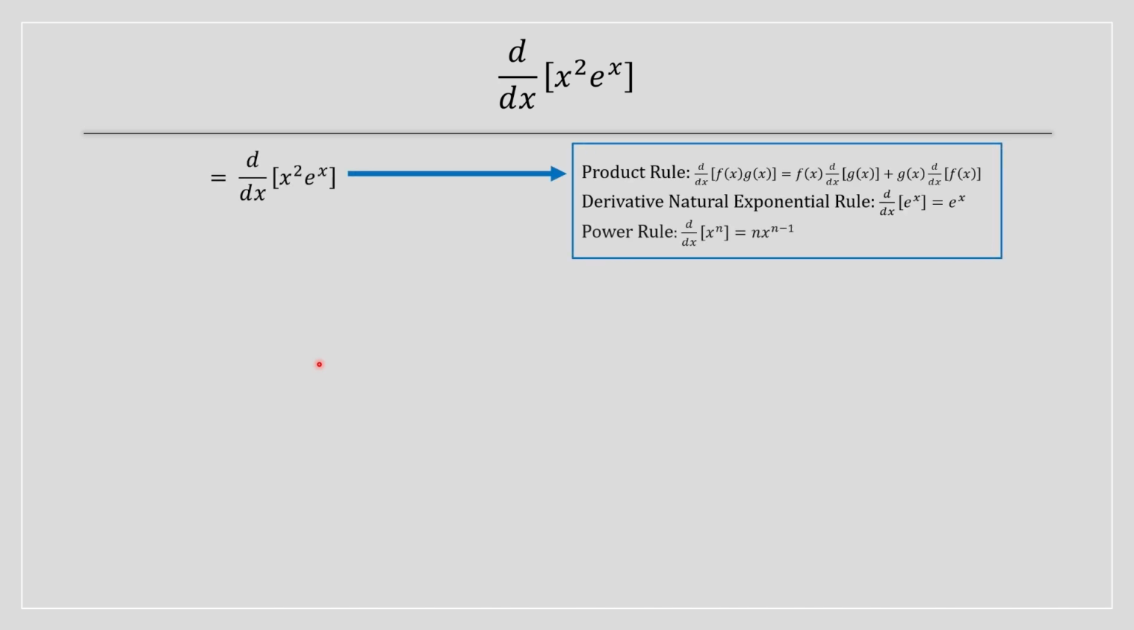We have to apply the product rule. So we're going to apply it over here. Then we're going to apply it, and we're going to have this. Now we're going to apply the derivative of the natural exponential, which would be left the same over here. Then we're going to apply the power rule.